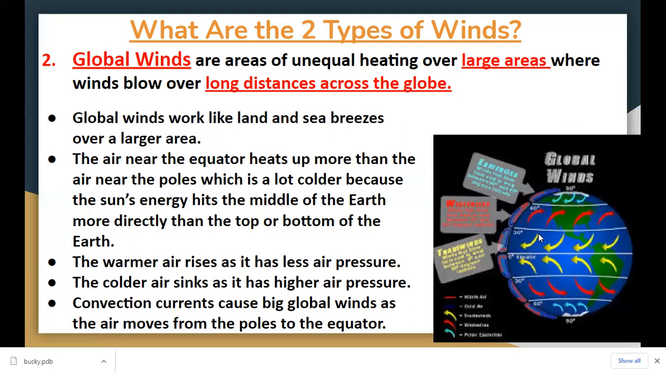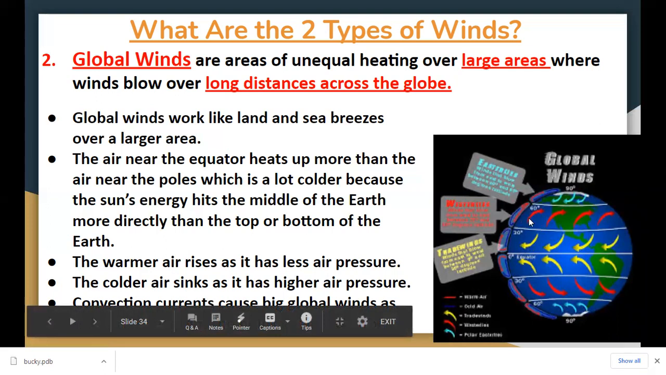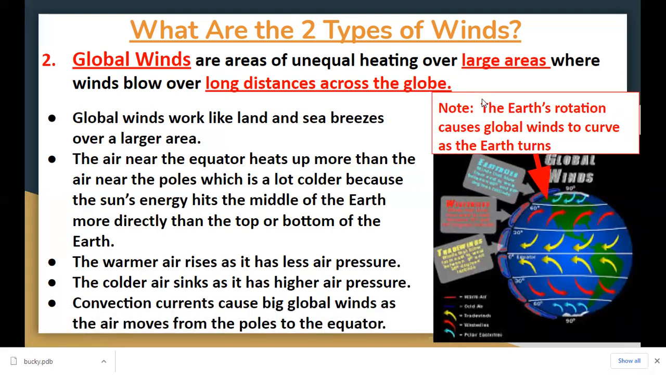Notice how the arrows here aren't going straight though, are they? They're curving a little bit. Why are they curving? Because of the Earth's rotation. Remember, the Earth is rotating all the time. It's spinning, spinning, spinning. So the air is going to curve a little bit. So you're going to get curved winds. So there's a picture of some of those curved winds.